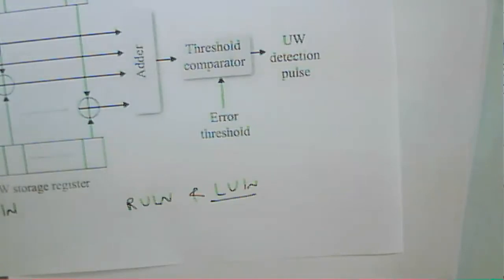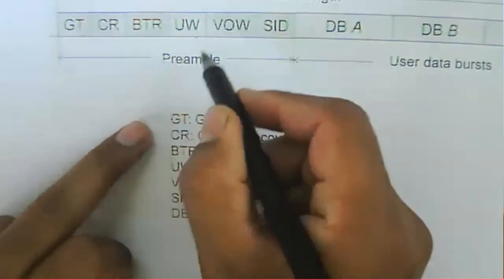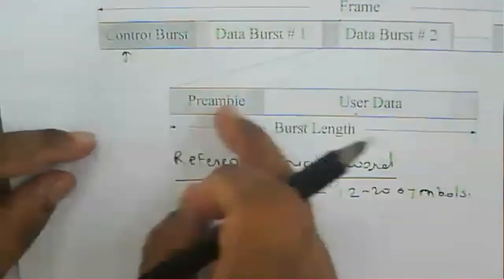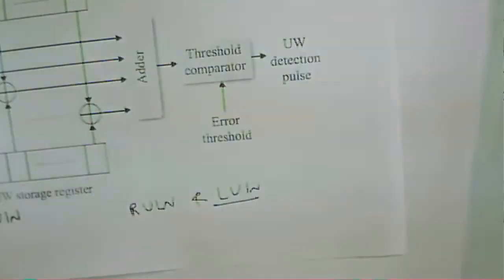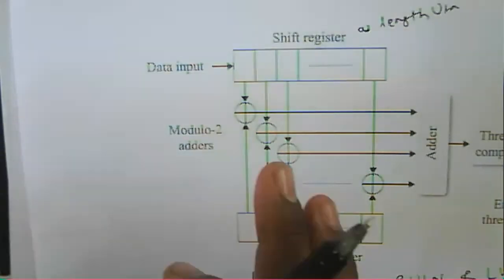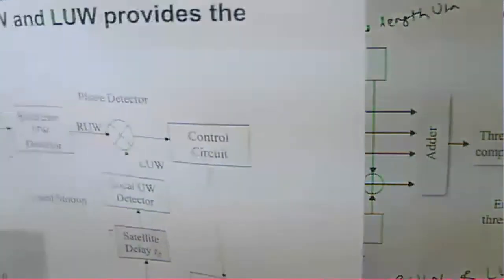Okay, so I'll just show you here the UW bit, the unique word bit. I'll show you the RUW pulse. So in that particular preamble here, we have the control bits. So the RUW and UW bits are there. Okay, that is the unique word detection process in the TDMA format.